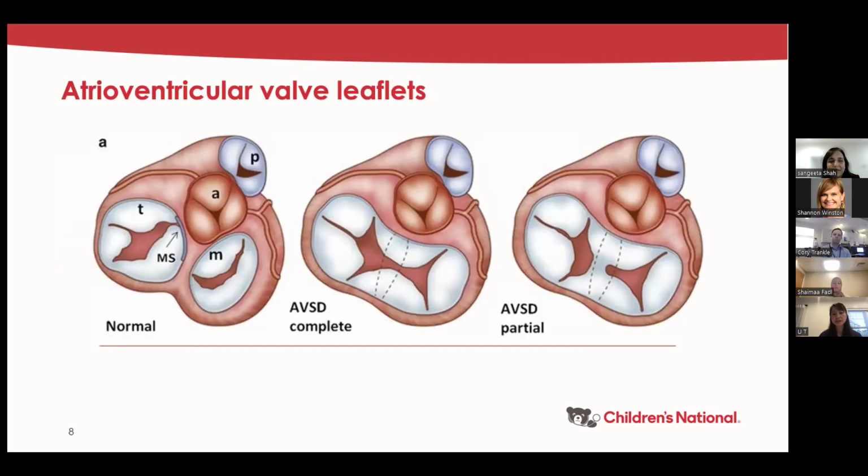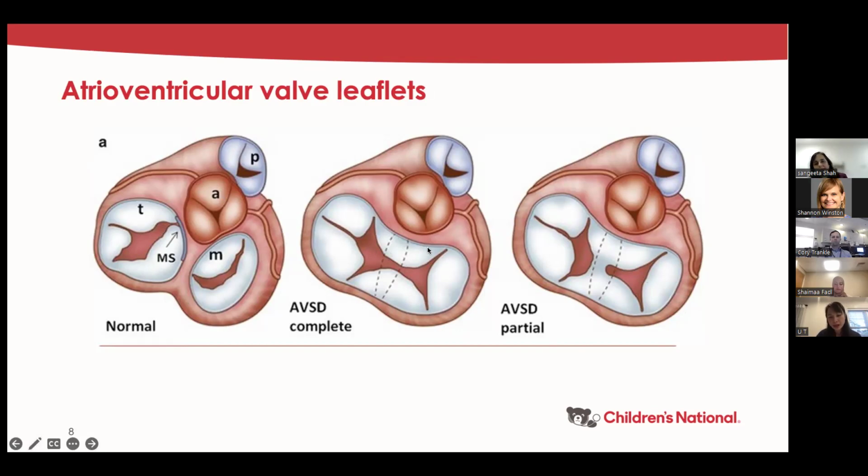But to understand the associated lesions in AV septal defects, you have to understand what is malformed in the crux of the heart. So in the normal patient, you have separate annuli for the tricuspid valve and the mitral valve, and separate leaflets as well. And the aortic valve kind of nestles in between the two AV valves. In AV septal defect, what happens is now instead of having two separate annuli, you have a common annulus. And if you have a complete AV septal defect, then you have one common AV valve. If you have partial, then you have two separate AV valves, but still a common annulus.